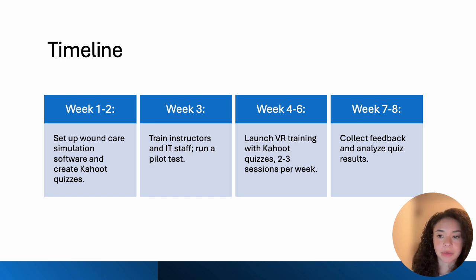Weeks 4 through 6, we will see the VR training program rolled out to staff, with 2 to 3 sessions per week depending on staff attendance and pre and post Kahoot quizzes included in each session. In weeks 7 and 8, we will gather feedback through surveys and assess understanding based on performance in the post-training Kahoot quizzes. This structured timeline will ensure the program is effective and runs efficiently.